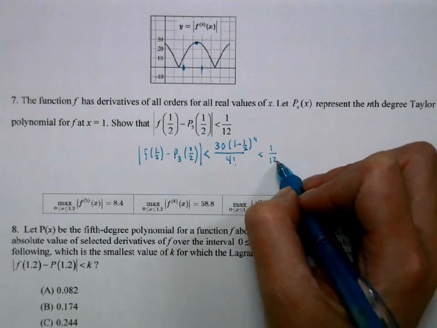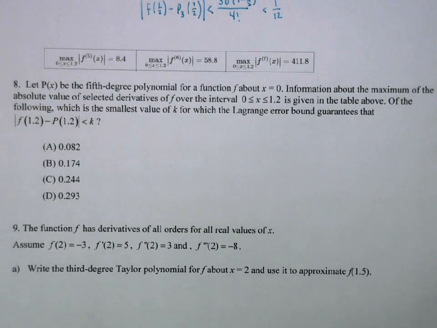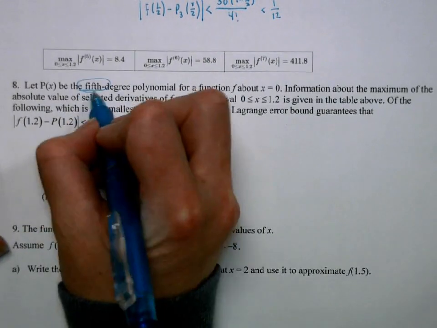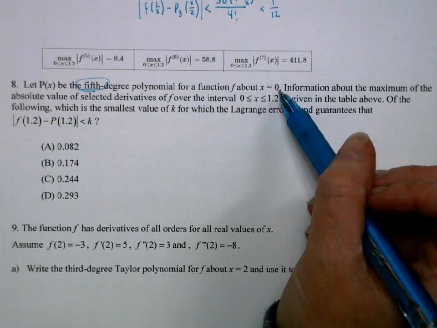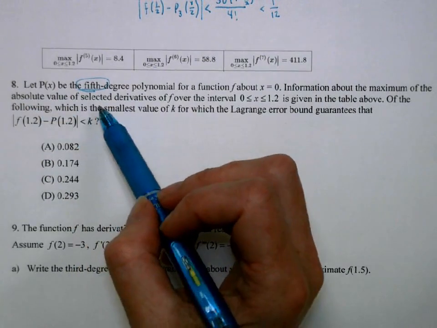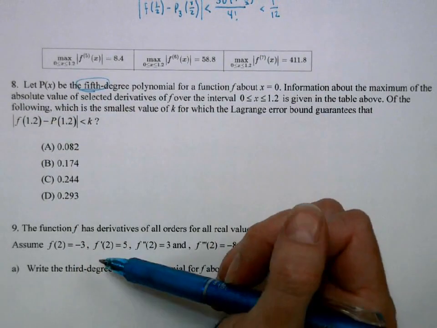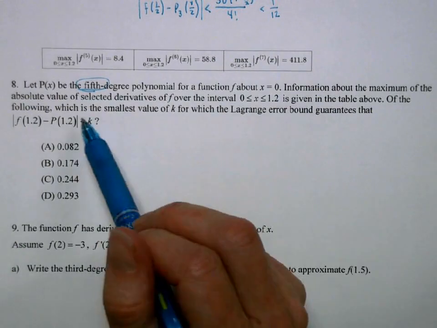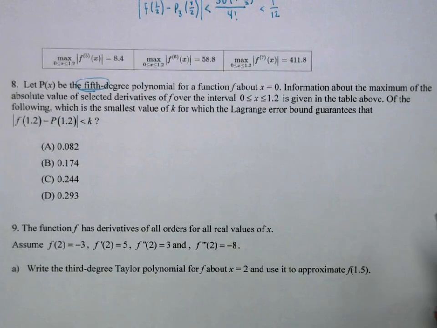Okay, let P of x be the 5th degree. Now circle that because that's important. For a function about x equals 0. Information about the maximum absolute value of selected derivatives are provided between 0 and 1.2. Of the following, which is the smallest value of k for which the Lagrange error bound guarantees that f of 1.2 minus p of 1.2 is less than k.